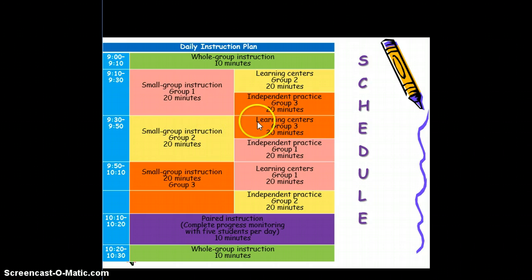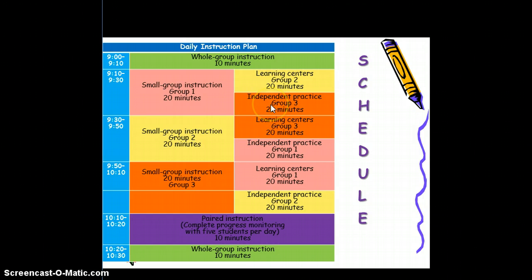At that point, group 3 would be done with their independent practice, moving to the learning centers, and then group 1 that the teacher had just met with would move to doing their independent practice. So you can probably figure out from the schedule kind of how the groups, what their levels are.